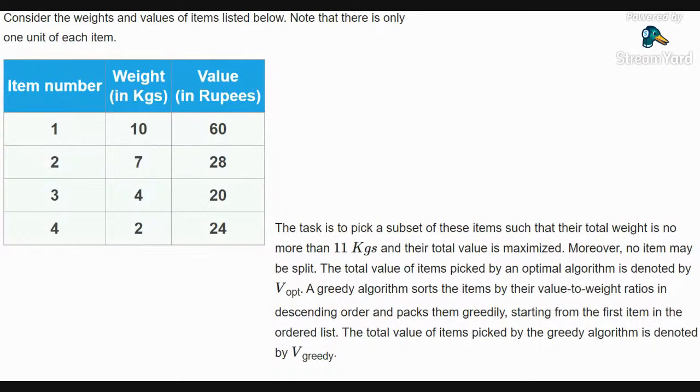We will consider the first item. But here, what is the weight of this first item? 10. And what is the remaining knapsack capacity? 9. So we will not consider this. Okay, then we will consider the next. What is the next one? Okay, so the next one is this third object, for which the value to weight ratio is 5.